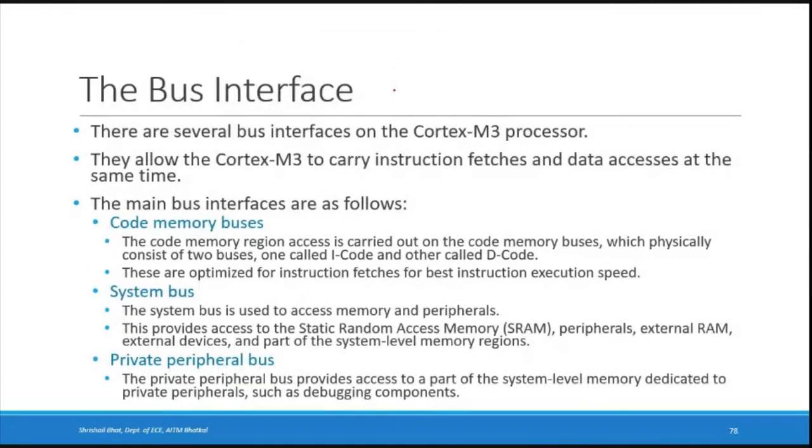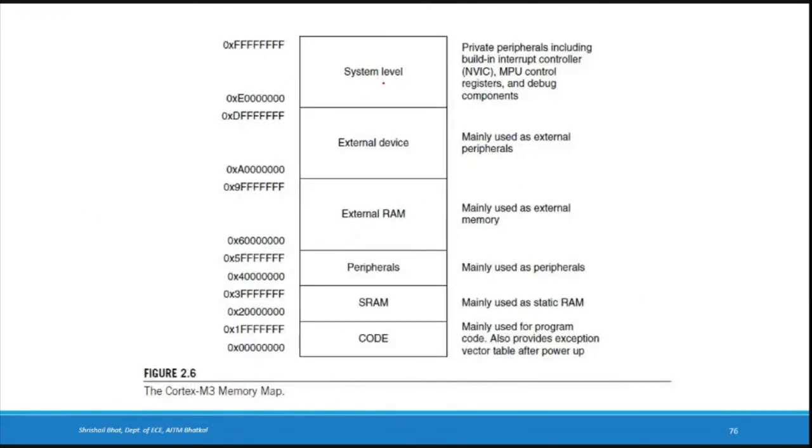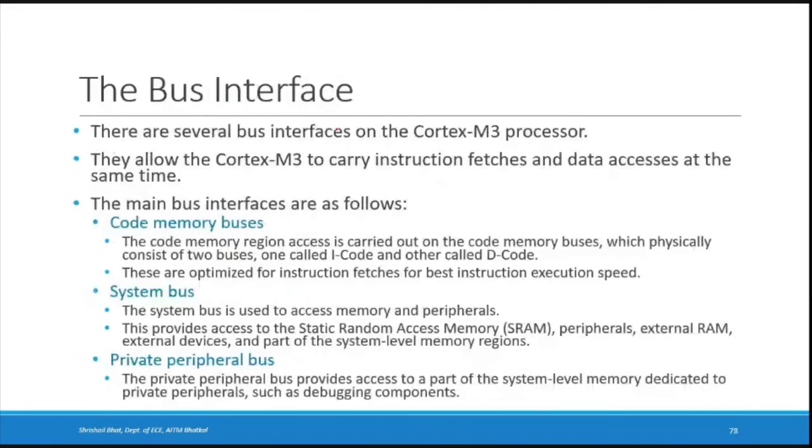Another type of bus is the private peripheral bus. It provides access to a part of the system level memory dedicated to private peripherals like debugging components. In this there are again different parts. Some parts can be accessed using the system bus, and some parts can be accessed using the private peripheral bus.